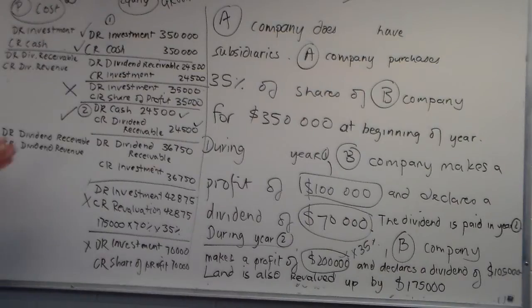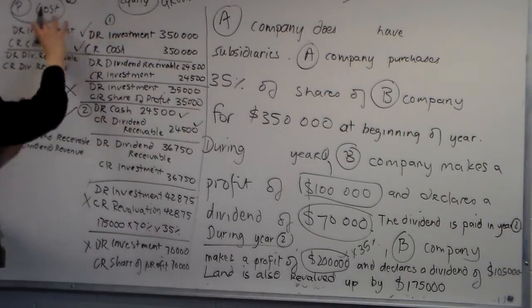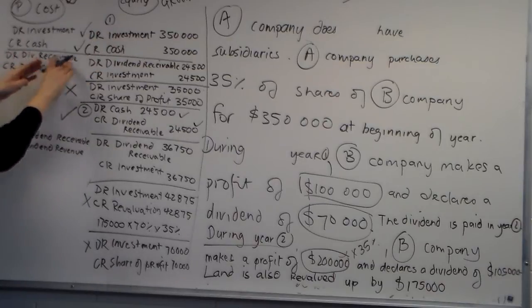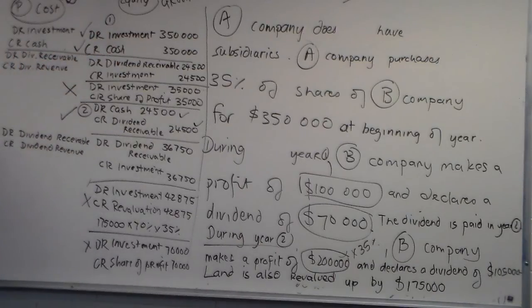Okay, so we can't just simply do this, because this has already been done. Okay? And if we do this, we're going to double up over here. We're going to double up our dividend receivable. We're going to end up with a dividend revenue and an investment. So we've got to be careful where this has already been done. Okay? So what we want is we want to end up with something like this, but taking into account that this has already been done. Okay, so we don't want to double up.